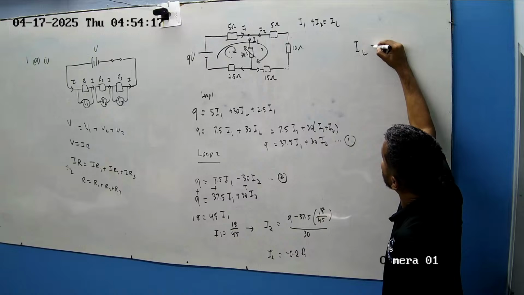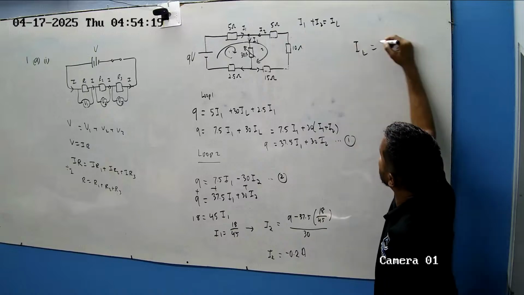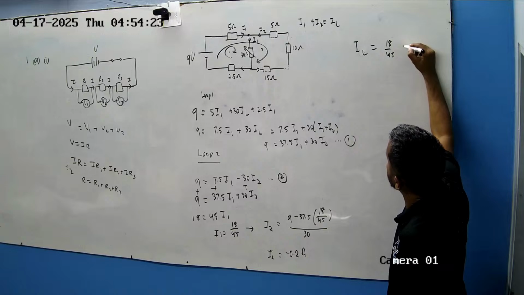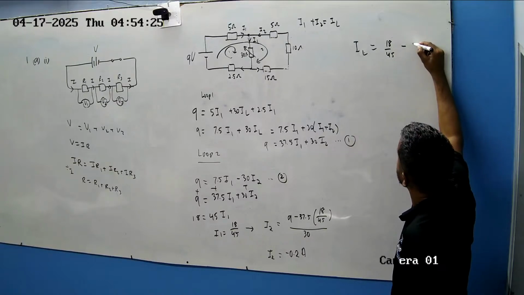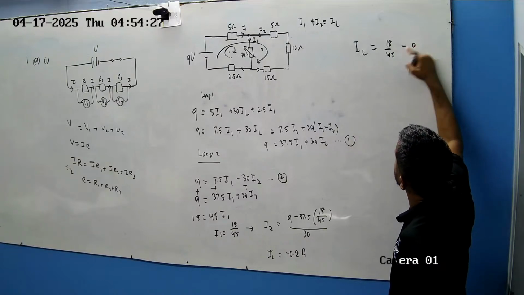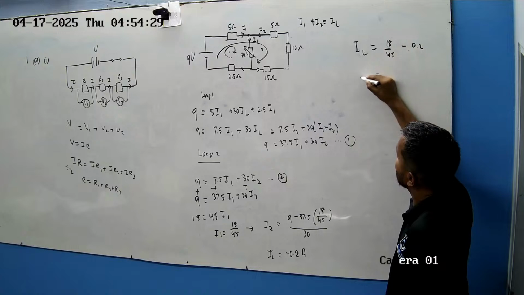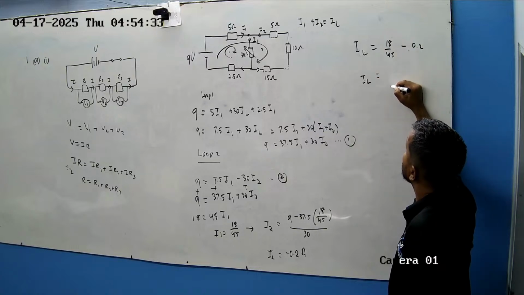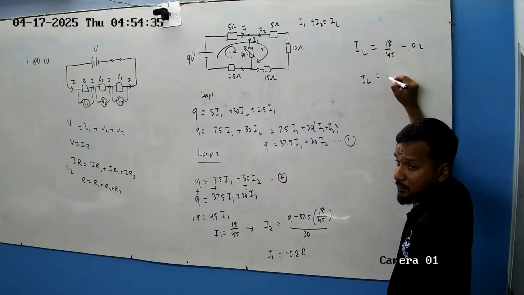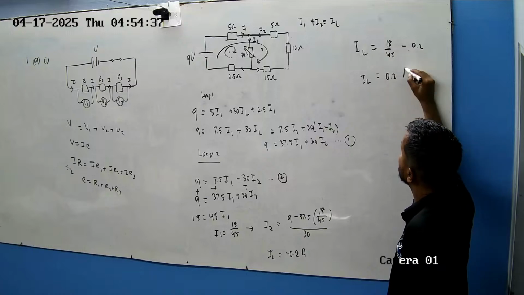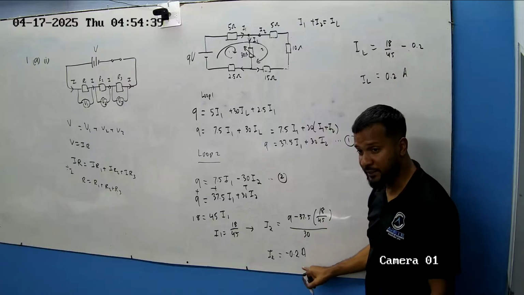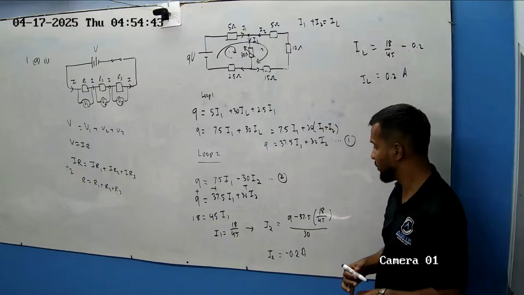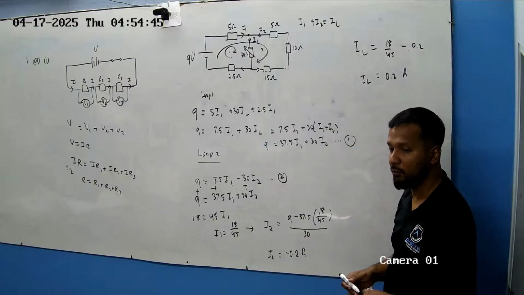So IL will be I1 plus I2. I1 is 18 over 45 minus 0.2. How much is that? That'll be 0.2. Final answer? Yeah. This was negative 0.2, right? Are you sure? This was 0.4?